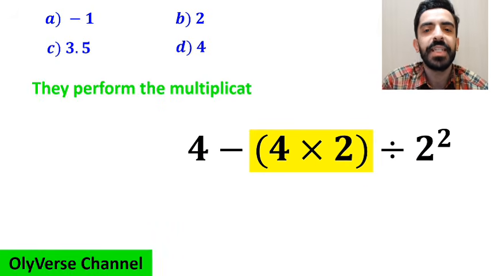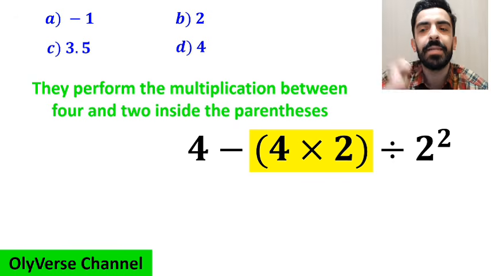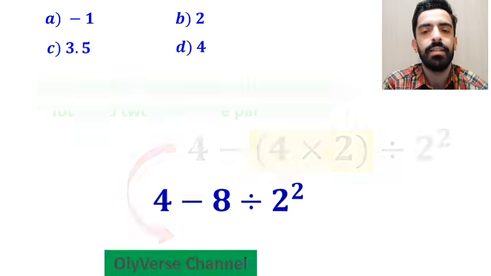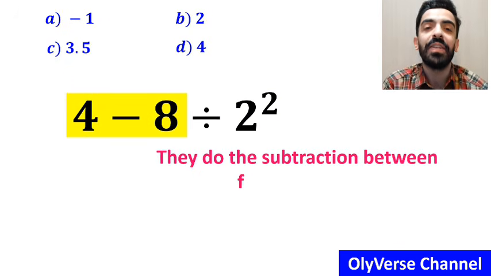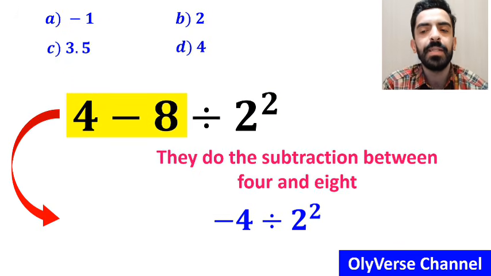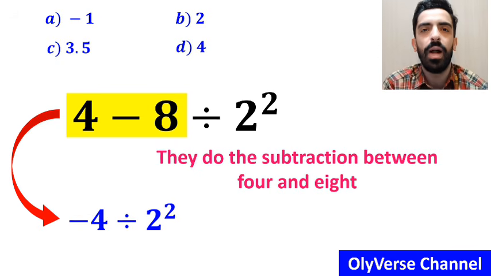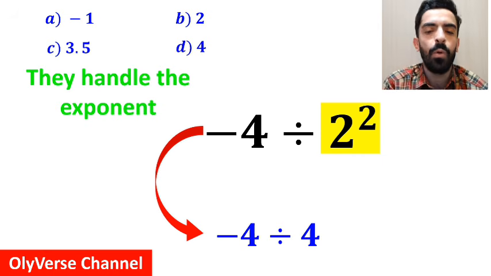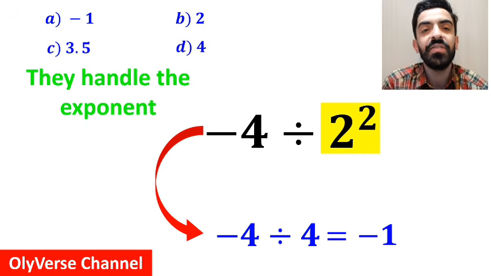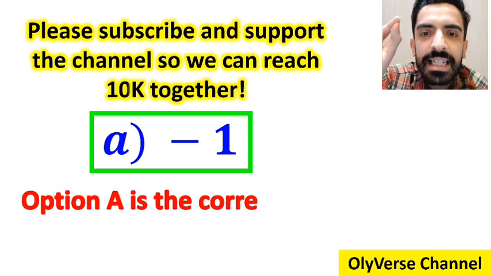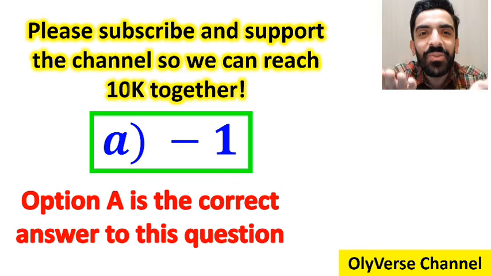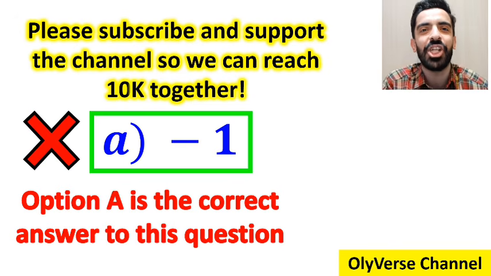Then, they perform the multiplication between 4 and 2 inside the parentheses and write this expression as 4 minus 8 divided by 2 squared. Next, they do the subtraction between 4 and 8 and simplify this expression to negative 4 divided by 2 squared. And the final step, they handle the exponent and write this expression as negative 4 divided by 4, which ultimately gives them the answer negative 1. And they conclude that option A is the correct answer to this question. But I have to say we were tricked and it's not the correct answer to this question.